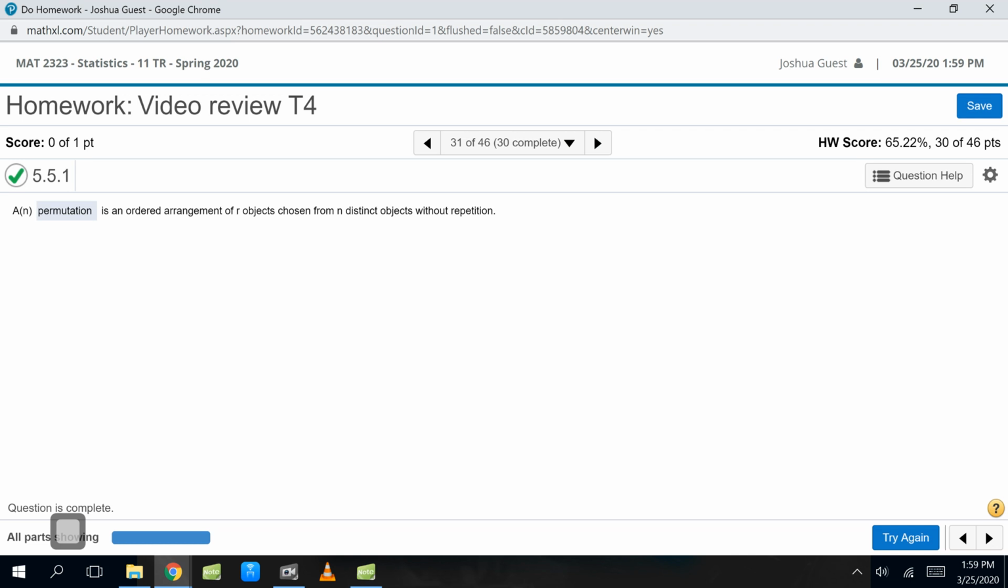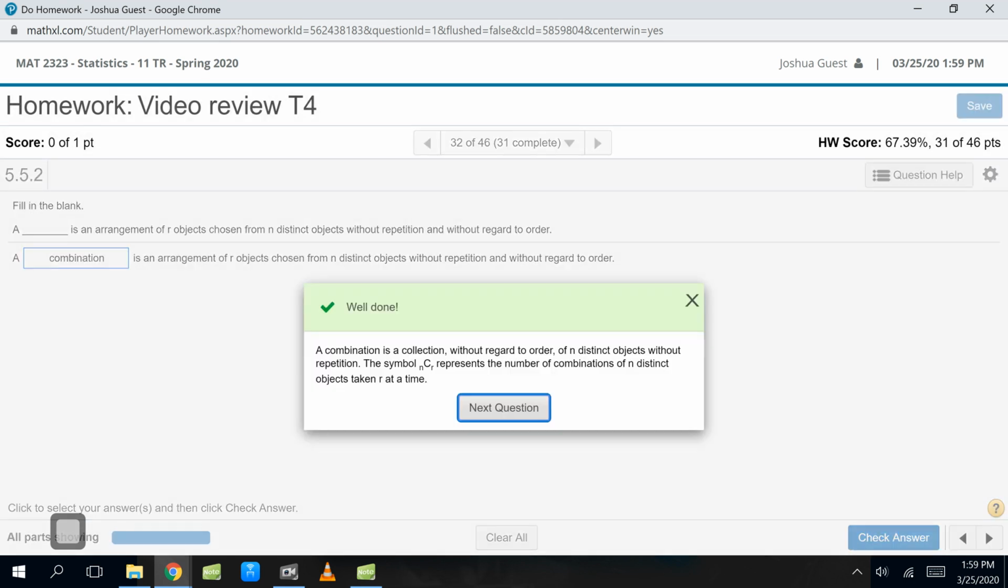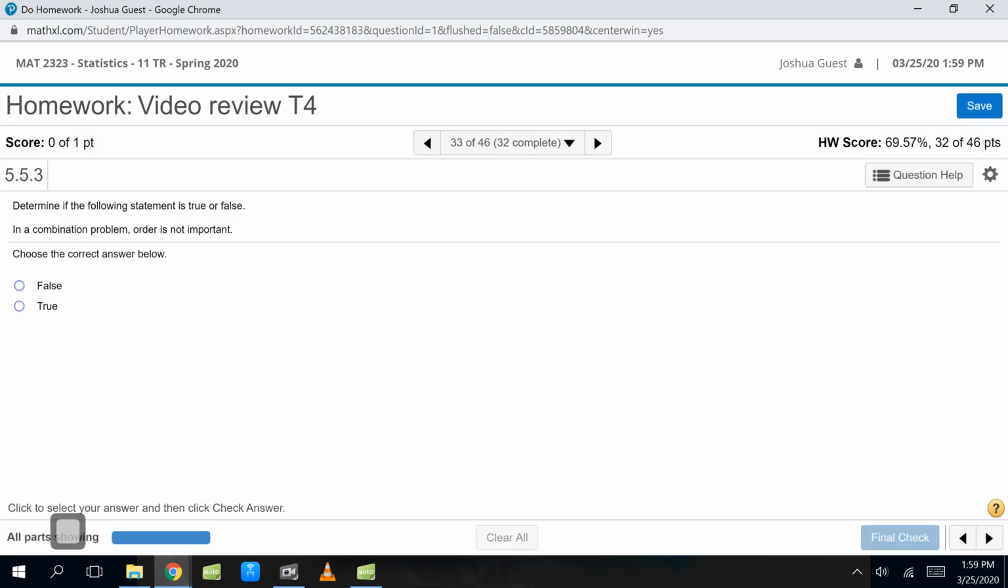All right, the next one says a blank is an arrangement of R objects from n distinct objects without repetition and without regard to order, okay? The without regard to order tells me it's a combination. Those are just definitions. Be sure you know those, know the difference, and note without repetition as well on this one.